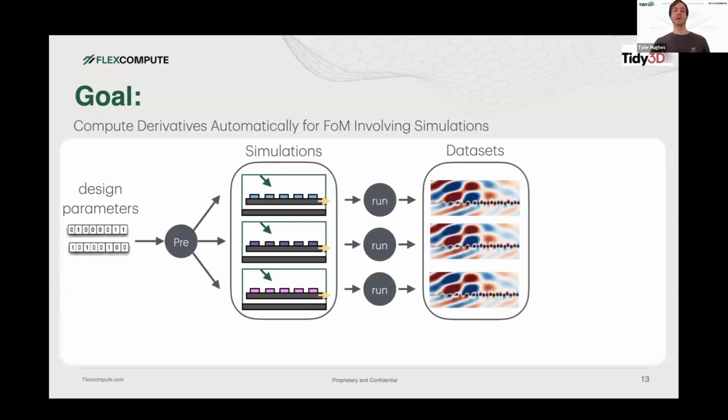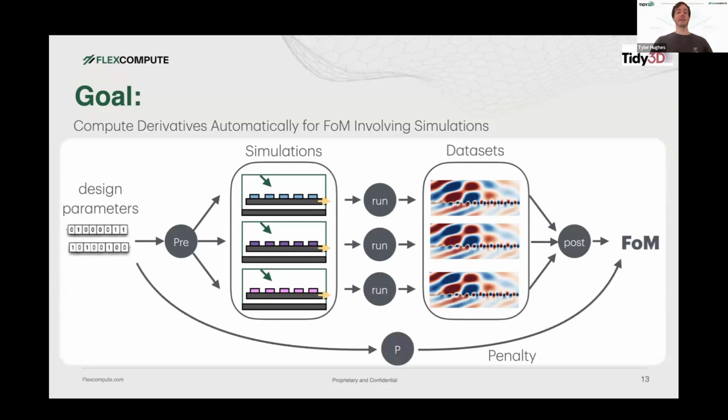You might want to run all of these in a batch, compute the fields, and then do some averaging or some kind of complex operation, and then include maybe a penalty that's over your design parameters. So in typical inverse design and design optimization problems, it's not as simple as the example I showed before. It can actually be quite a complex pipeline such as this. So we need some way to handle arbitrarily complex figures of merit in a scalable way.